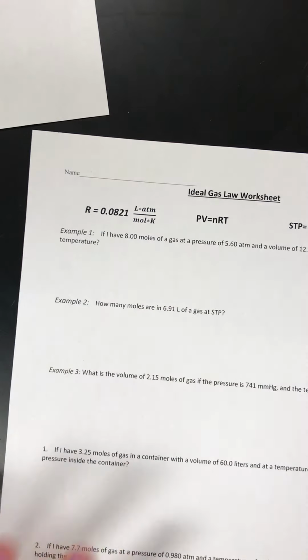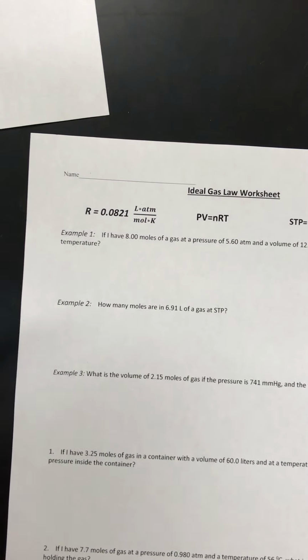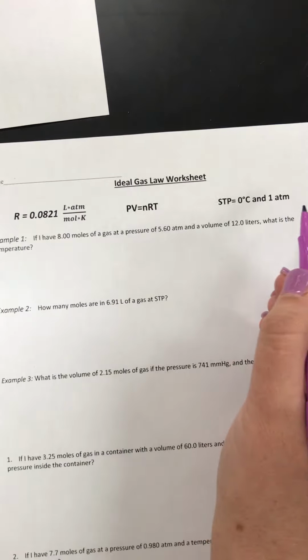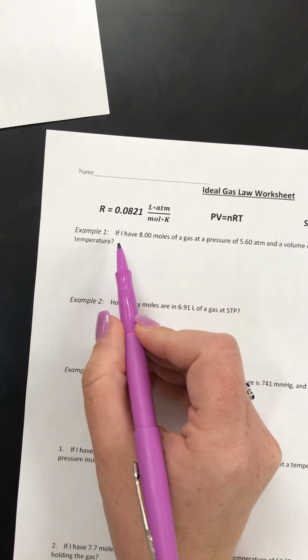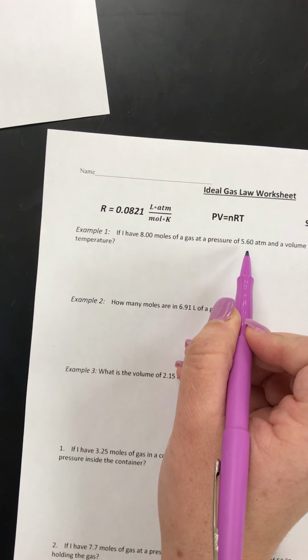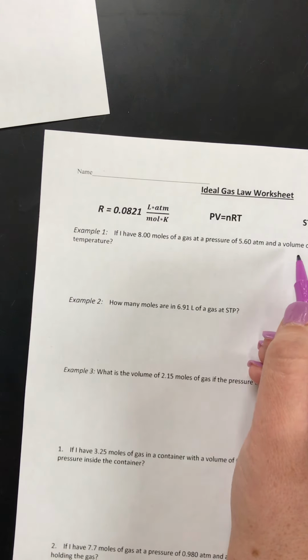So I'm going to show you how to use all of that and plug it in by doing 3 different examples. So make sure you have a calculator handy, and we will be doing some of those pressure conversions again. And you have all of that information right here on your worksheet. So this first example says if I have 8.00 moles of a gas at a pressure of 5.60 atmospheres and a volume of 12.0 liters, what is the temperature?